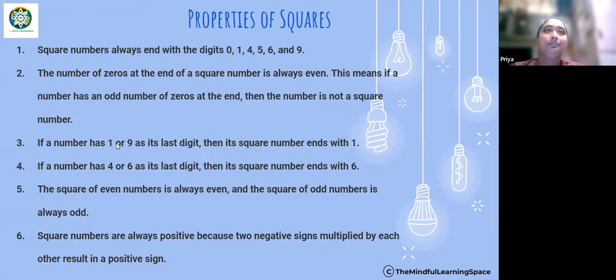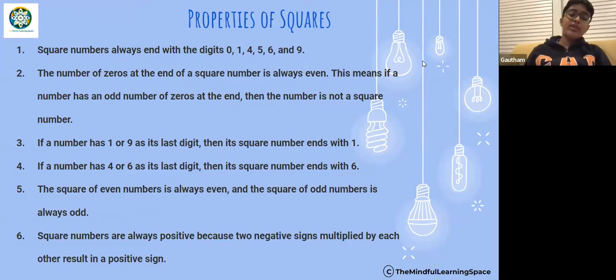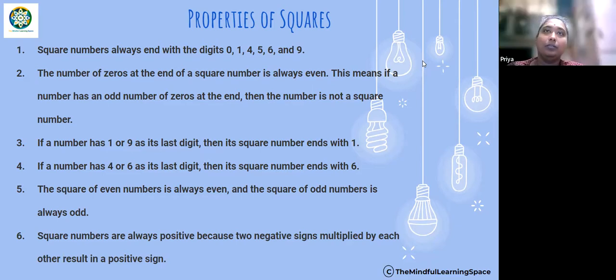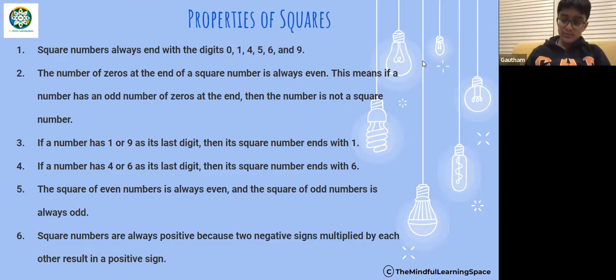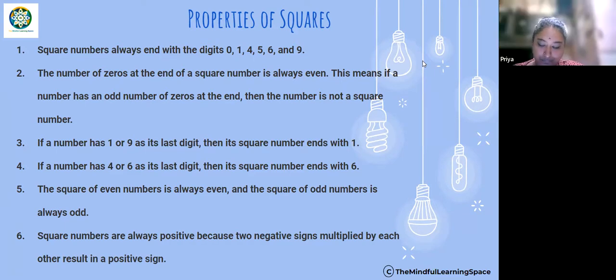Can you please read and give me an example? All right, square numbers always end with the digits 0, 1, 4, 5, 6, and 9. Why do you think they end with these numbers? I don't know. Give me an example. So, for example, 25 ends in a 5. 36 ends in a 6. For 9, yeah, I'm thinking.